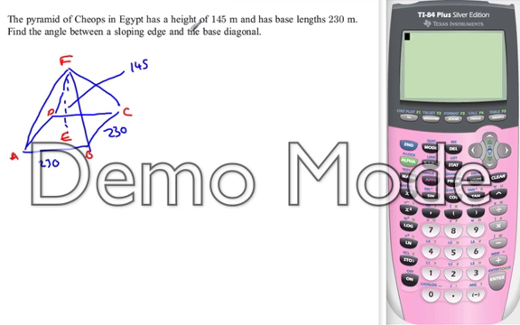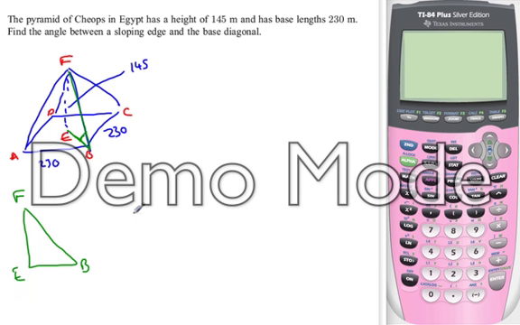So, find the angle between a sloping edge and a base diagonal. Right, so this is a diagonal along the base, and we can use this as one of our sloping edges. At the moment, I know neither, but I'm going to need to find this angle, so eventually I need to end up with enough information on the triangle F, E, B.